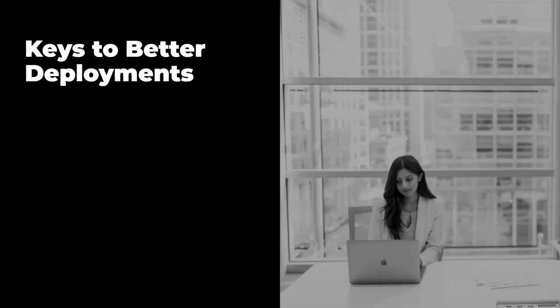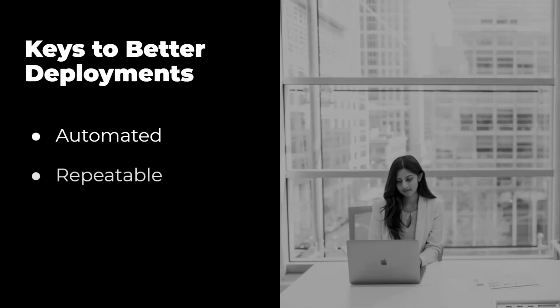So in order for deployments to be successful, they need 3 things. They need to be automated. You have to be able to automate anything you can. Now, this improves your speed of delivery, and it's, of course, far easier said than done, but you should automate every single thing possible.